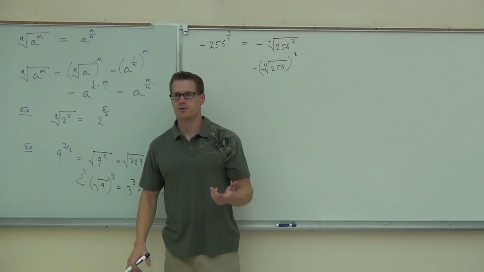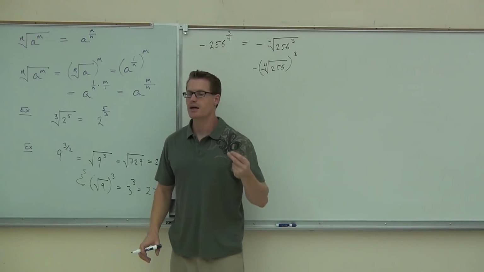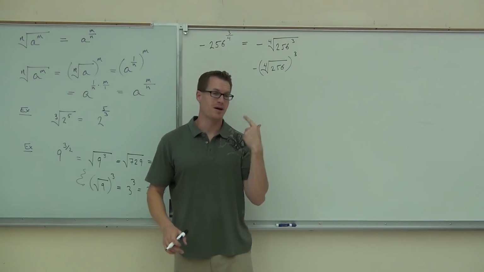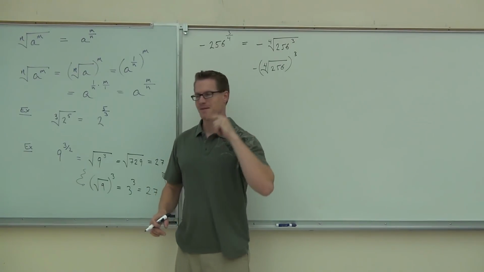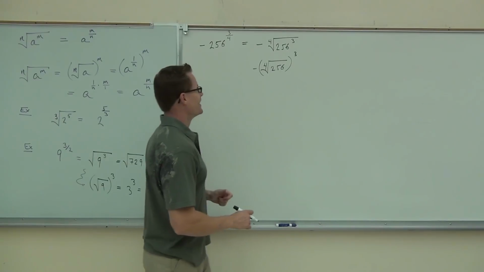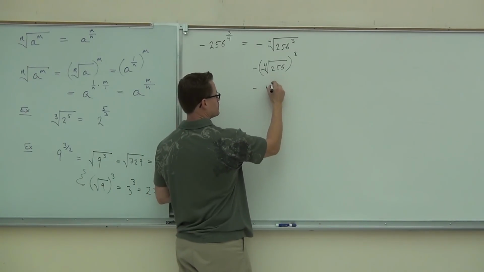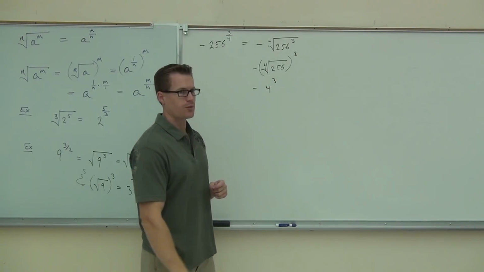Now, maybe the fourth root of 256 isn't popping right into your head, but it does exist. Say it now? 4. Well, it popped into your head. It popped into my head too. It did. Popped right in there. Promise. Whatever. Yeah, it's a 4. So this would be negative 4 to the third.